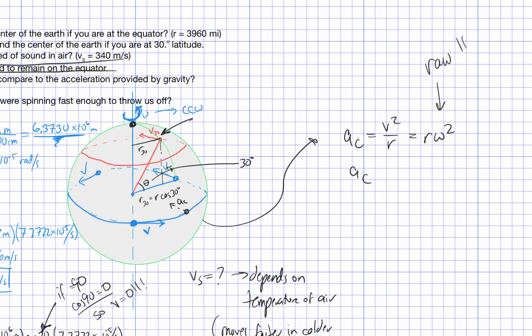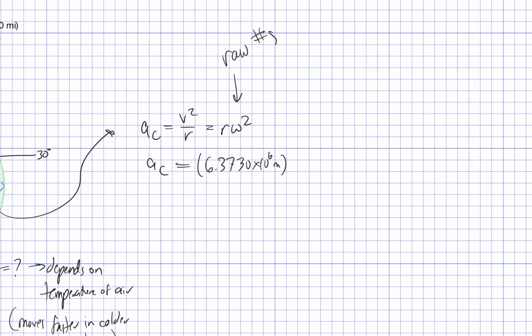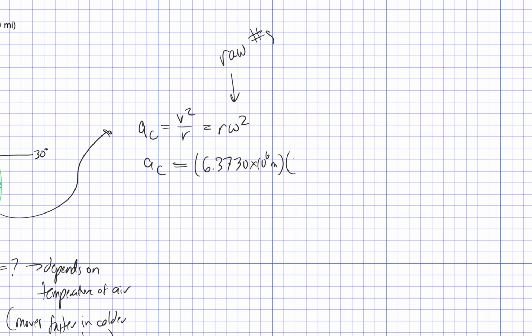So AC would be R, which we're going to use that 6.37 number times 10 to the 6th meters. And then we will multiply that times omega squared. And the omega is 7.27 times 10 to the negative fifth rads per second.